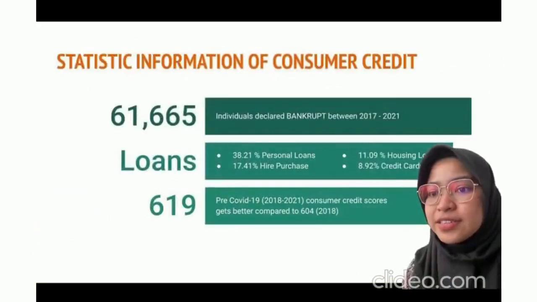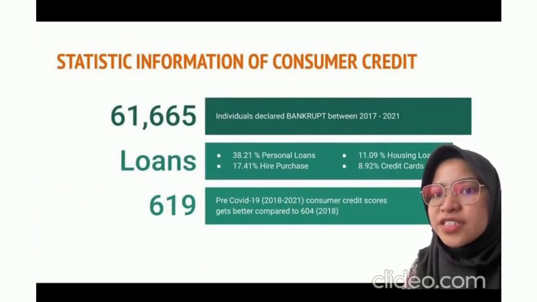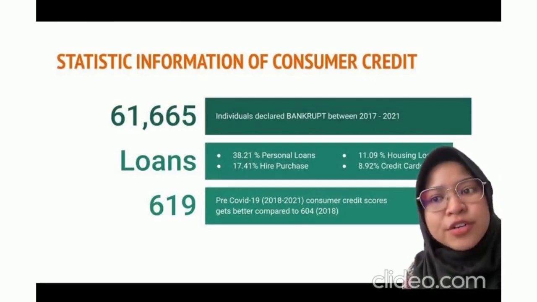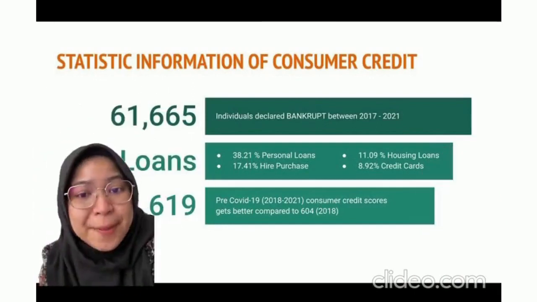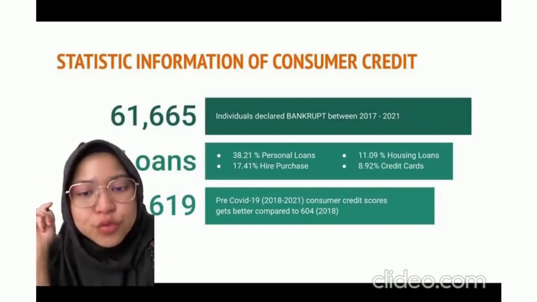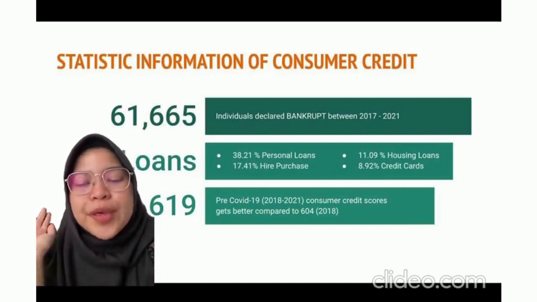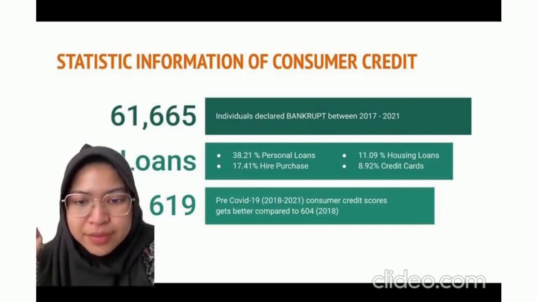According to the statistic from the Malaysian Department of Insolvency, there are over 61,665 individuals declared bankrupt between 2017 and 2021. You may ask, why is this happening? This is due to the rampant usage of credit cards and also immoderate loan borrowing.